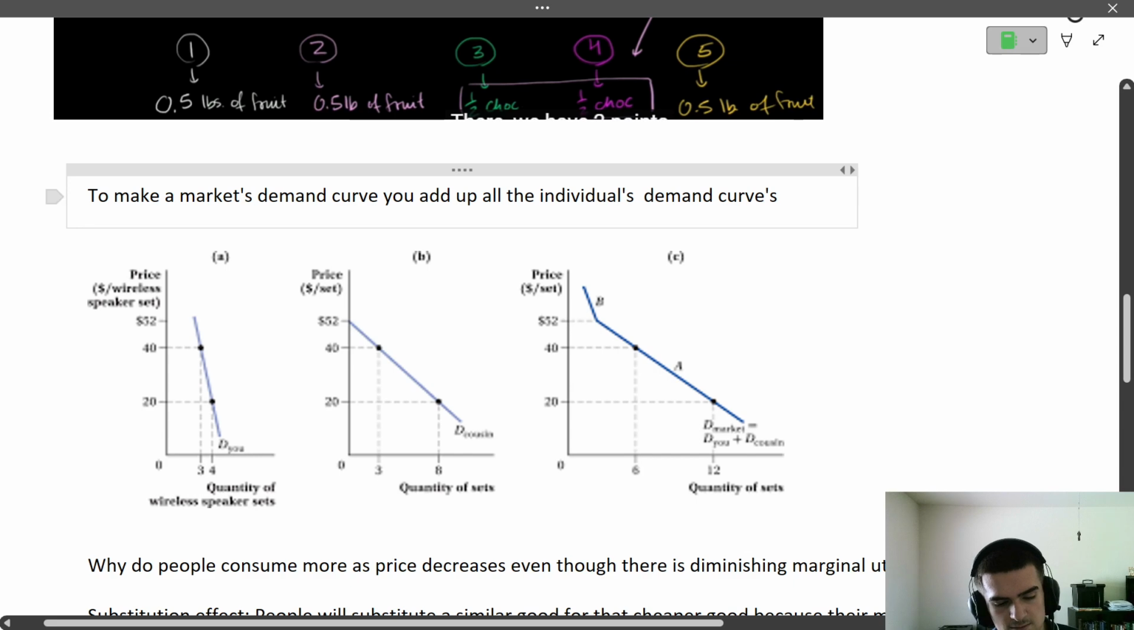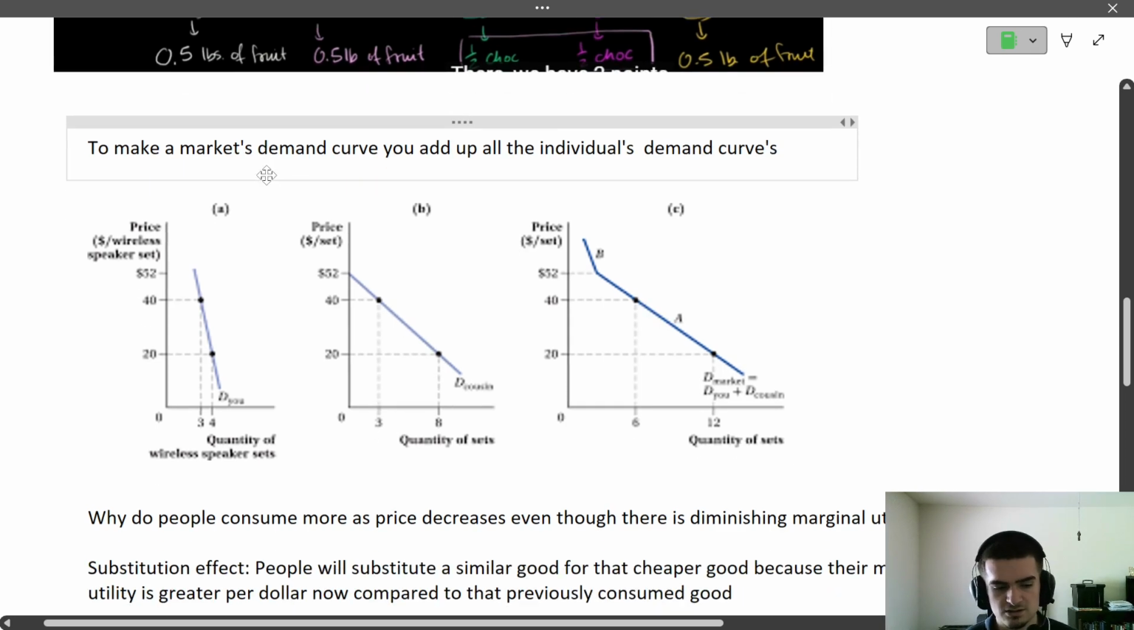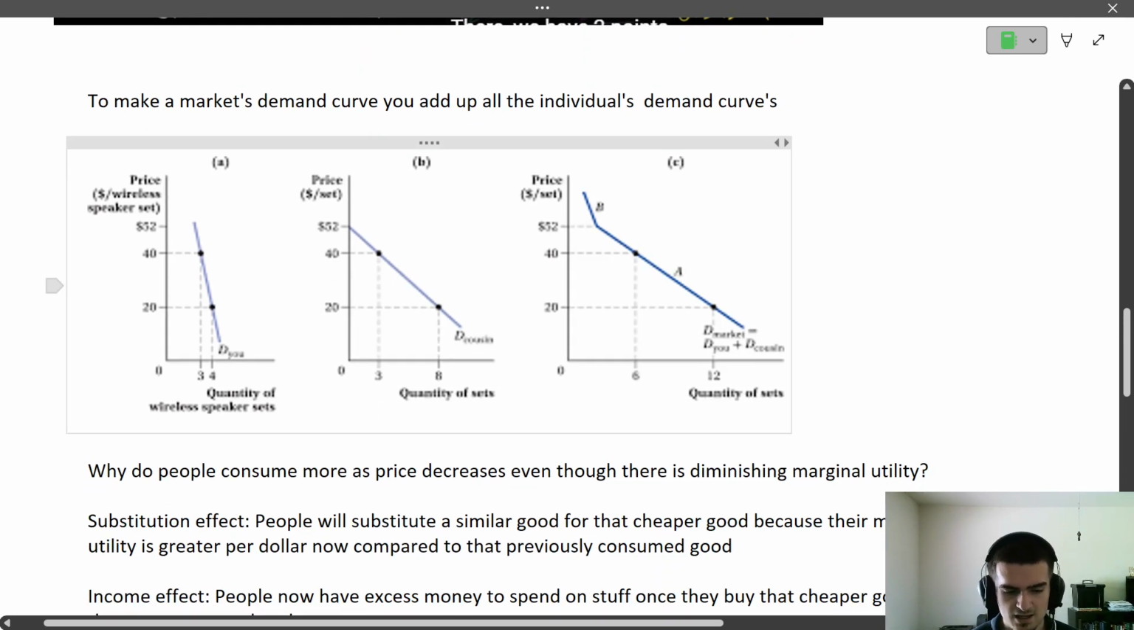To make up a market's demand curve, like the whole market, you add up all the individuals' demand curves. So you can see that this is person A, person B, and we add them together and we get the market's demand curve.